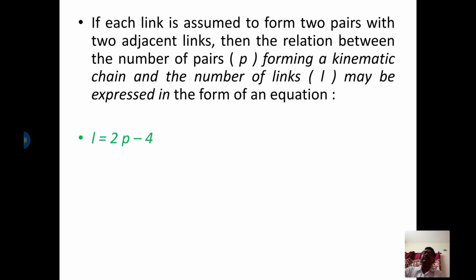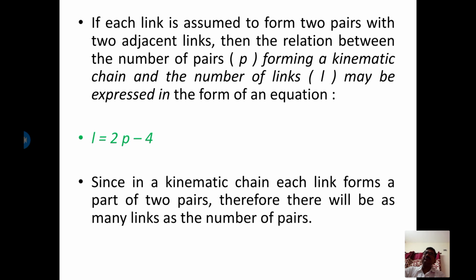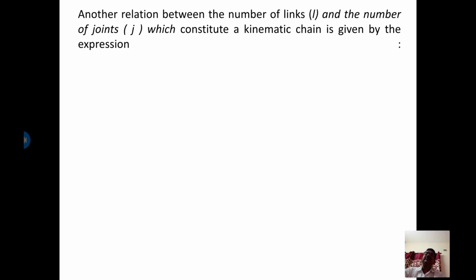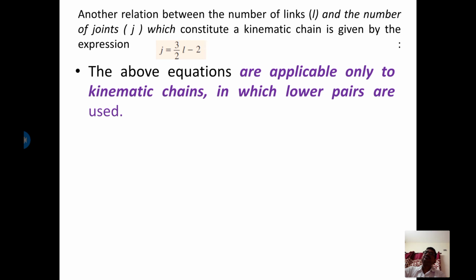Each link forms a part of two pairs, therefore there will be as many links as the number of pairs. Now another relation between the number of links and the number of joints which constitute a kinematic chain is given by the expression J = (3/2)L - 2. The above equations are applicable only to kinematic chains in which lower pairs are used.